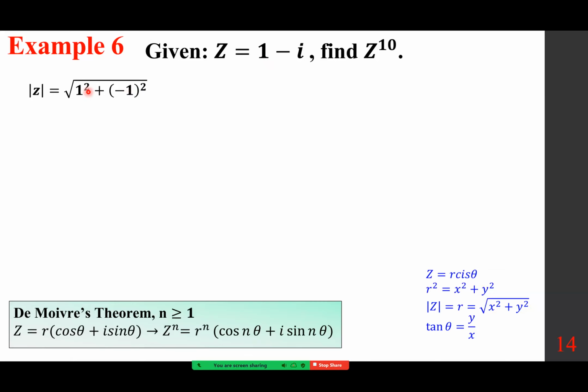And this gives us 1 and 1, 2. So it's square root of 2. Tan theta is y over x, or negative 1 over 1. And that gives you negative π over 4. As you can see, this is in the fourth quadrant.